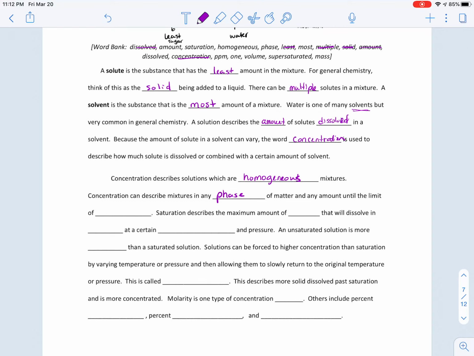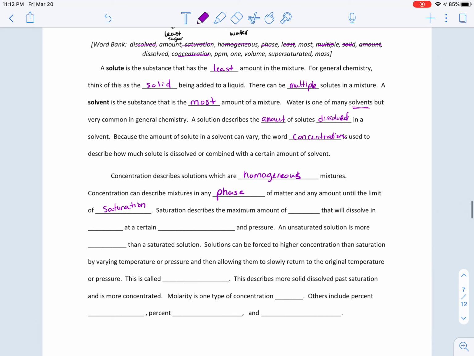So concentration can describe mixtures in any phase of matter. What that means is you can have a gas mixture. We actually are breathing it right now. The gas we breathe isn't pure oxygen. So it can be any phase of matter, and it can be any amount until you reach the limit of saturation. So I'm going to mark out homogeneous, phase, and saturation.